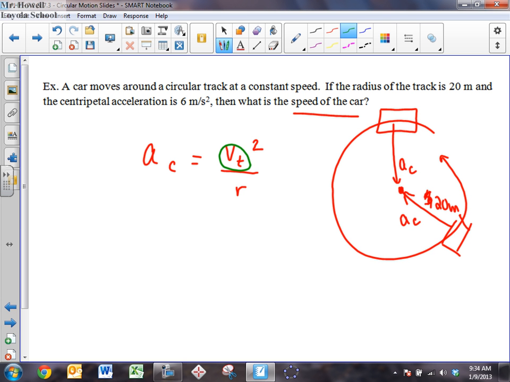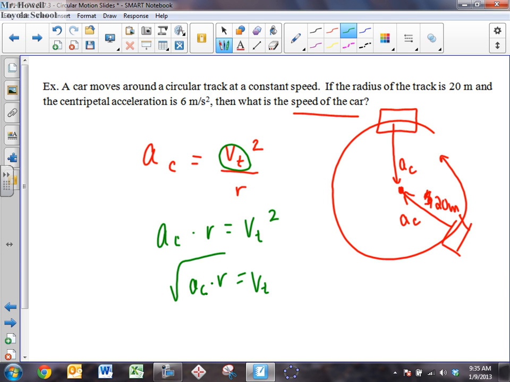So let's solve for Vt. Move the R up, please. No number, just variables first. Move the R up. Focus, gentlemen, come on. Vt equals square root of AC R. Okay? So the square root of AC times R. The square root of AC times R is Vt.